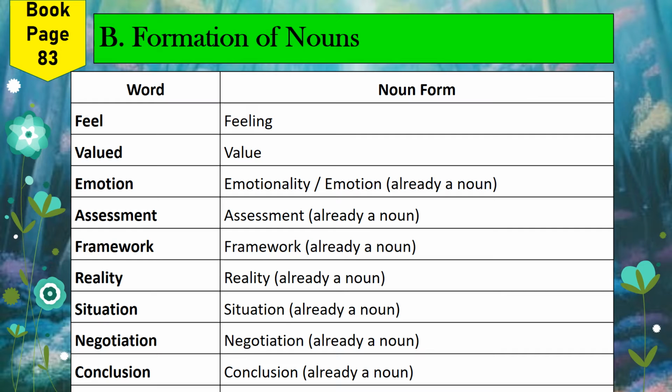Now let's move on to Part B, Formation of nouns. Here's the task. You are given a list of words. Your job is to change each one into its noun form. Let's go through them together. Feel becomes feeling. Valued becomes value. Emotion is already a noun. No need to change it.